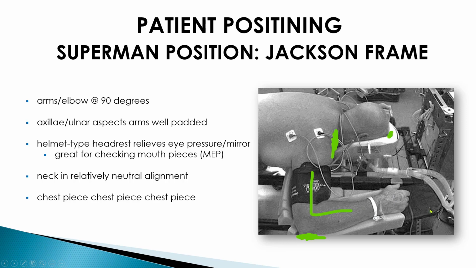They use a helmet-type headrest. This relieves eye pressure, and it has a mirror right here. Sorry the picture isn't that wonderful, but this is a mirror here. And in this headrest, it's an opening, so you can just look at any time and see the patient's eyes and mouth and nose. It's great for when you're doing motor evoked potentials. You have to put bite blocks in, and you can visualize that the bite blocks are in place. The neck has to remain relatively neutral, and I say chest piece, chest piece, chest piece, and I'll tell you why.